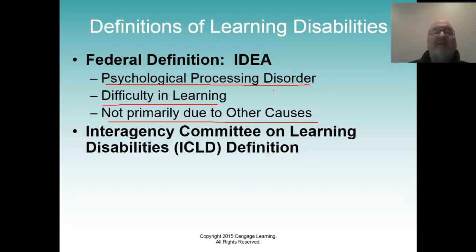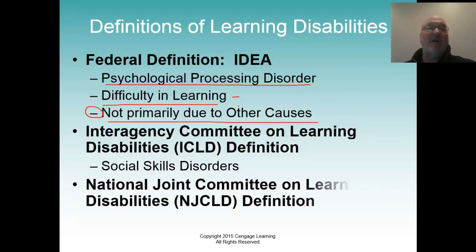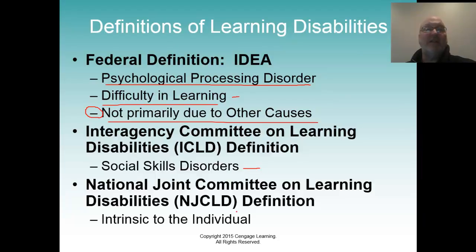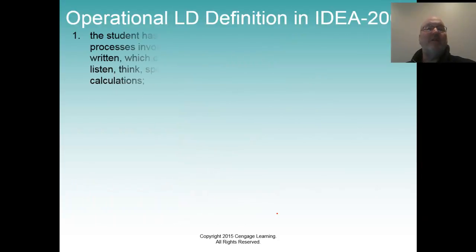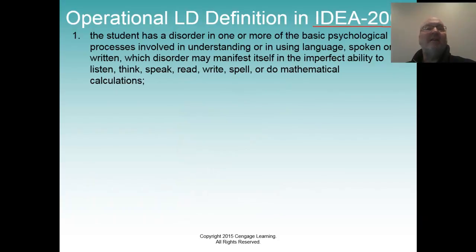Okay, psychological processing disorder. So on the test, there's a question about the definition, and that's what you want to do is respond to it, the psychological processing disorder. And overall, just a difficult learning. And the thing that's unique about this one is you have to eliminate any other causes. That's why you look at hearing, vision, those types of things, physical health, because you eliminate those. And then these other agencies also have theirs. This ICLD says it's social skills. NJCLD says it's intrinsic to the individual, but IDEA kind of did an operational thing to operationalize it.